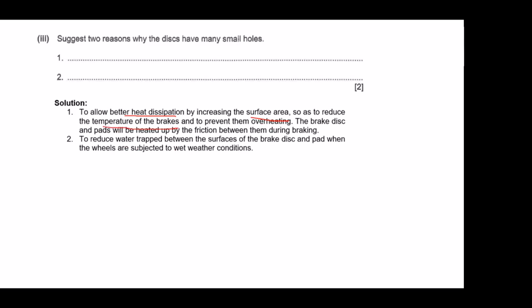Of course, the other one is to reduce water trap, right? So that when it's raining, for example, it's dangerous. You want to avoid water trapped in them, right? Because you have many holes, it allows the water to be dispersed away.